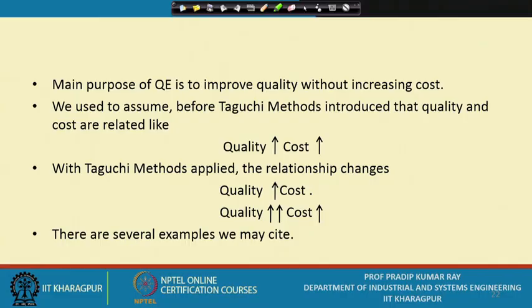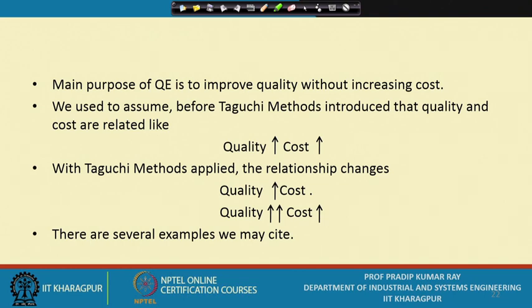With Taguchi methods applied, the relationship changes to, even if the quality increases at a particular rate, the cost may not increase, or if suppose the quality increases at a faster rate, the cost increases at a slower rate. So obviously there are several examples on this we may cite. So later on we will discuss these issues in detail.